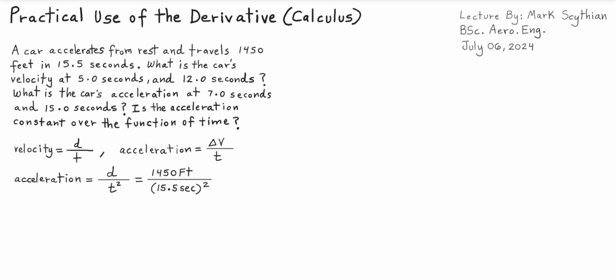So if we took 1,450 feet distance and divided it into the quantity of 15.5 seconds squared, we calculate 6.04 feet per second squared acceleration, as the car accelerates from rest and travels 1,450 feet in 15.5 seconds. This is equal to an acceleration of 6.04 feet per second squared.